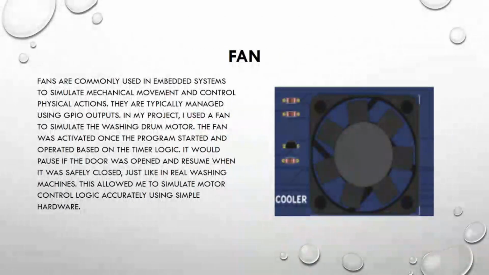Fan. Fans are commonly used in embedded systems to simulate mechanical movement and control physical actions. They are typically managed using GPIO inputs or outputs. In my project, I used a fan to simulate the washing drum motor. The fan was activated once the program started and operated based on the time logic. It would pause if the door was opened and resume if it was safely closed. Just like in real washing machines, this allowed me to simulate the fan control logic accurately using simple hardware.